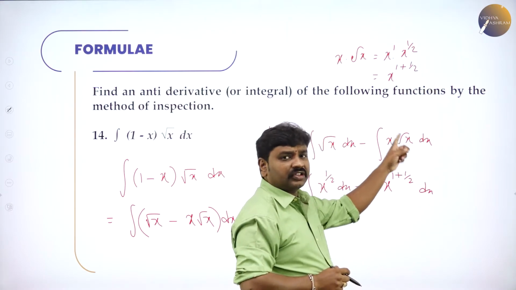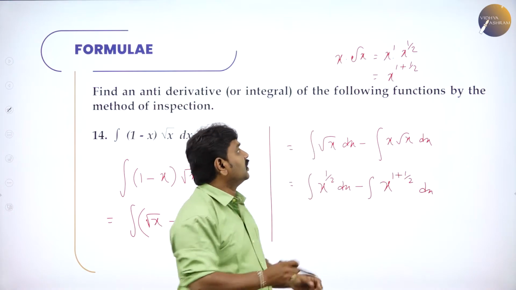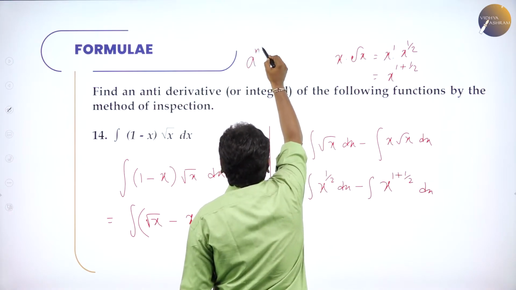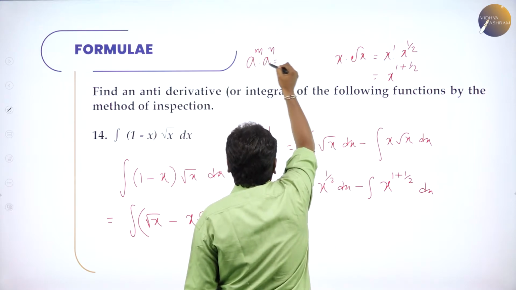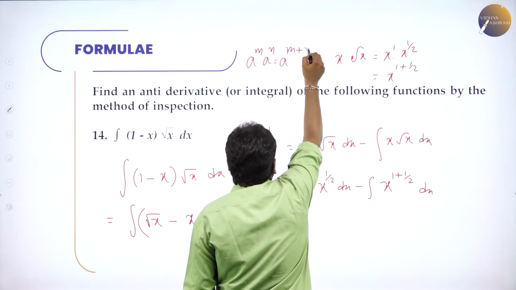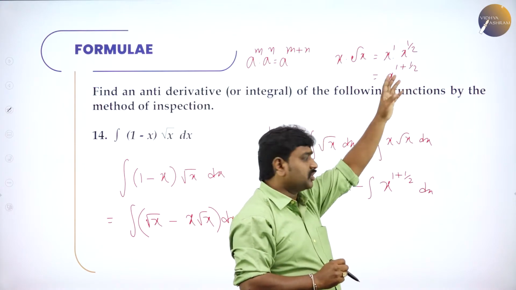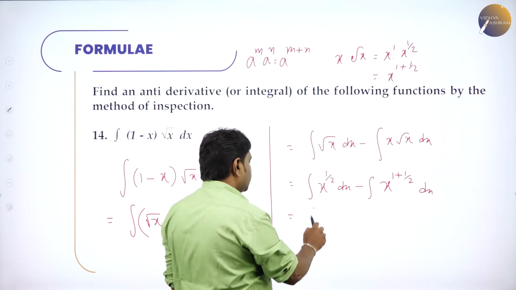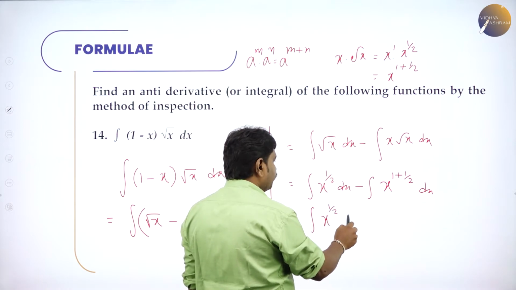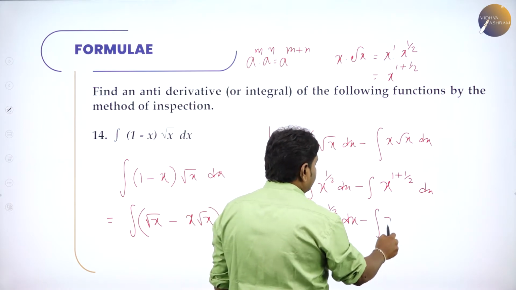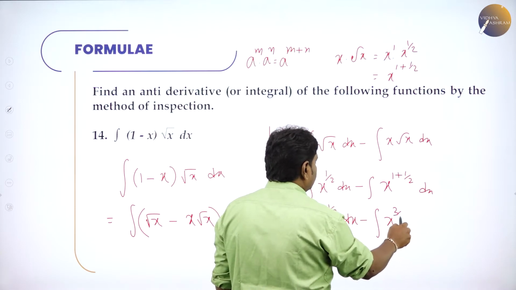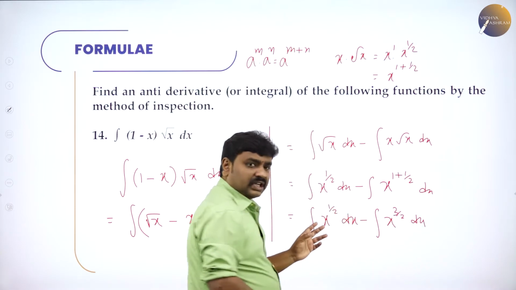This is x power 1, this is x power half. A power m into a power n is what? Law of indices: a power m into a power n, if bases are the same, you can add the powers. So I have x power 1 and x power half. So I can add the powers. x power 1 plus half. Now that is integral of x power half dx minus integral of x power, 2 1s are 2 plus 1, 3 by 2, dx. Now integrate this.